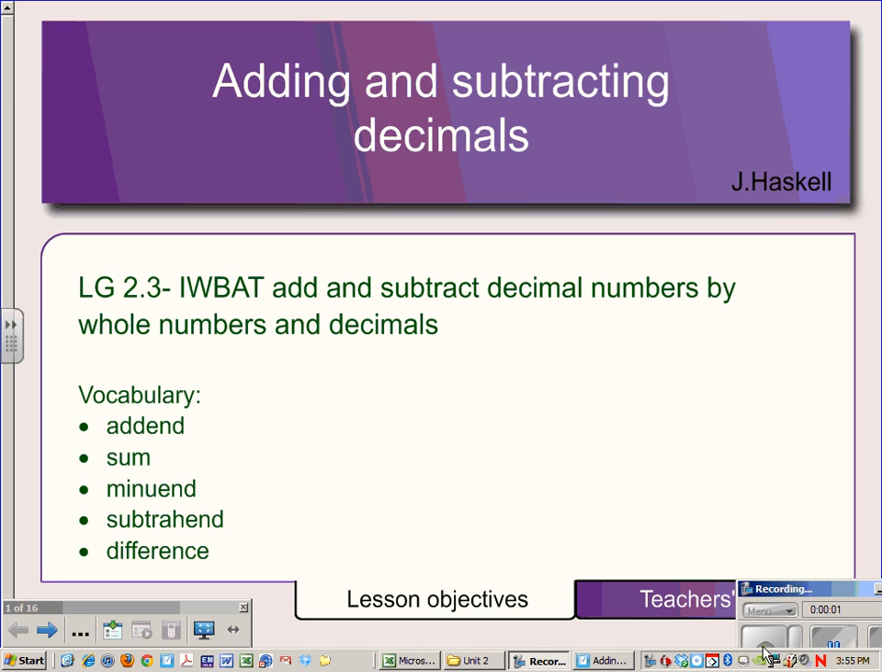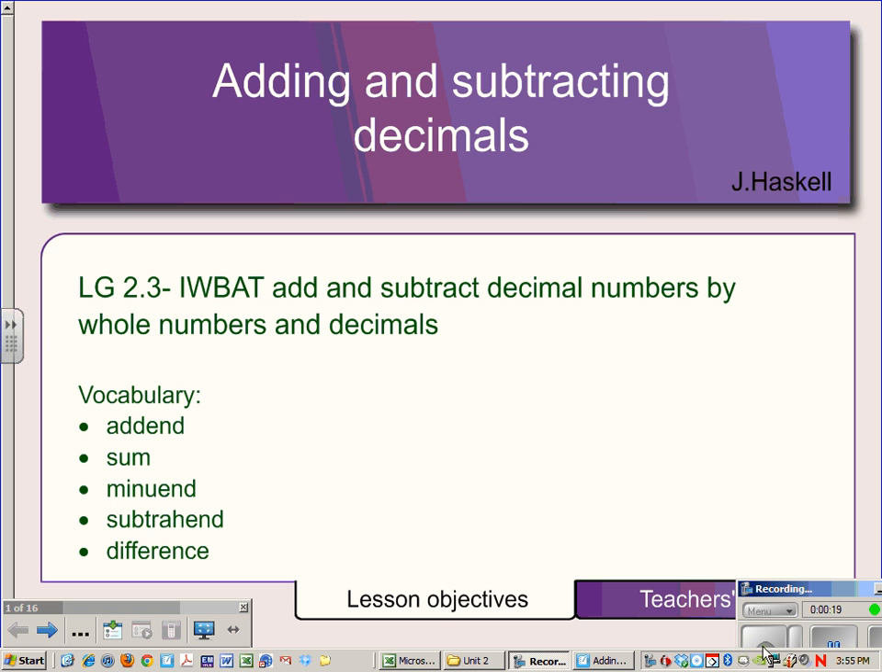Afternoon, math students. We are going to get started with our next learning goal. We're going to talk about learning goal 2.3. By the end of this lesson, you should be able to add and subtract decimal numbers by whole numbers and decimals. Your vocabulary for this lesson is addend, sum, minuend, subtrahend, and difference.